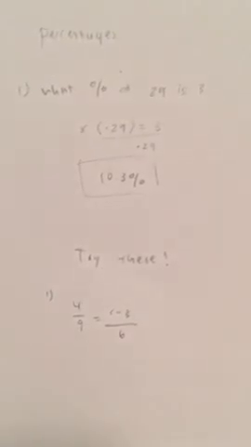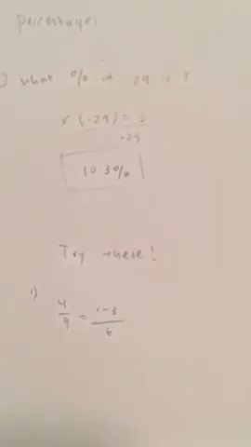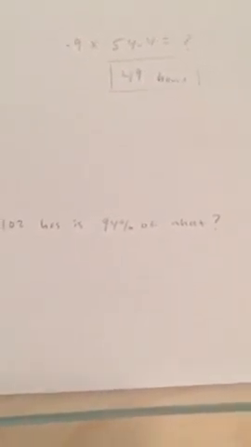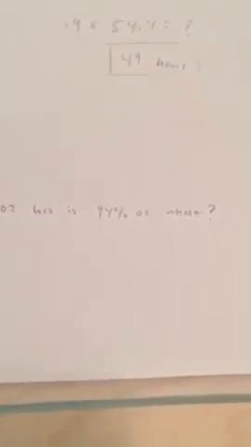Alright, as always, I'm going to leave you with two problems to try at home by yourself after learning all this information about proportions and percentages. The first one is 4/9 equals r over 3, r minus 3 over 6. So going back to proportions. And this other challenge problem is 102 hours is 94% of what?